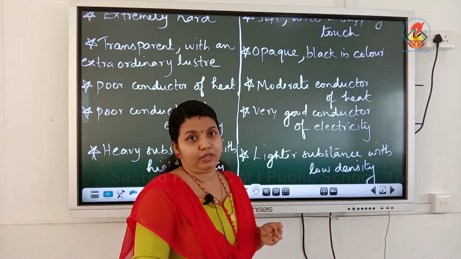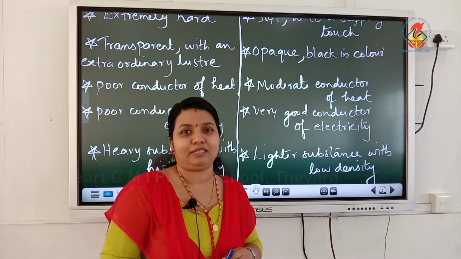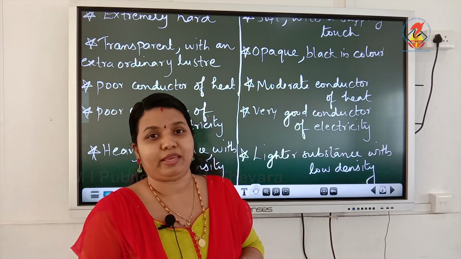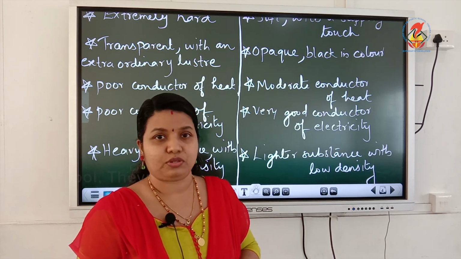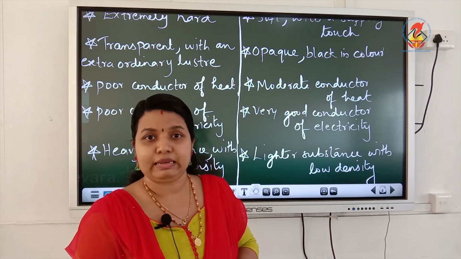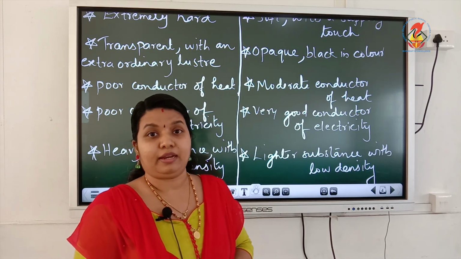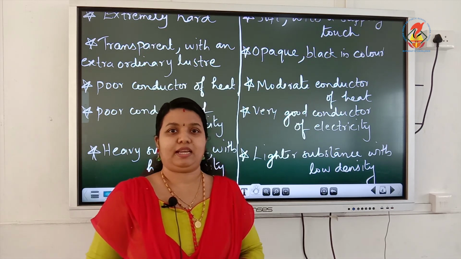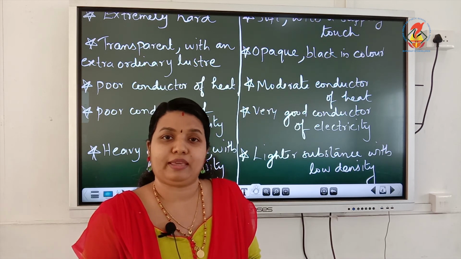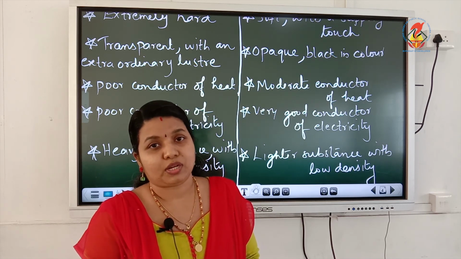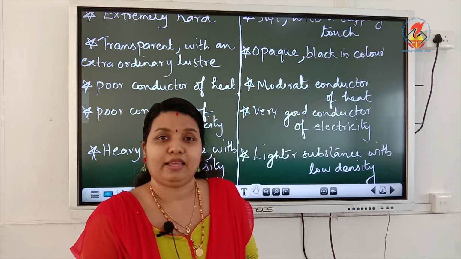Now what are the uses of diamond? Diamond, as you know, has a bright luster, so it is mainly used for making jewellery. The second use is it has a very sharp edge, so it is used for making cutting, drilling and grinding equipment. Okay, so these are the two uses of diamond. Because of its extraordinary luster it is used for making jewellery, and because of its sharp edge it is used for making cutting, drilling and grinding equipment.